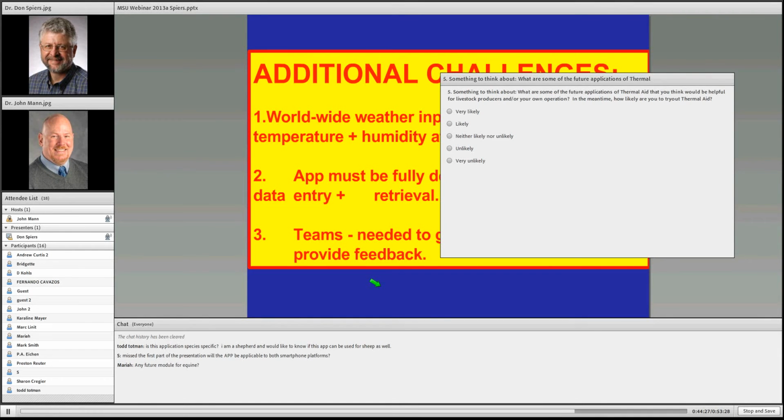Fantastic. Okay, Dr. Spires, to back up a little bit with the app being available, when is the timeline on when I can go to iTunes and download this app? Well, let me tell it to you from our standpoint. We're making some last-minute tweaks on it now. There are some things that we want to correct.